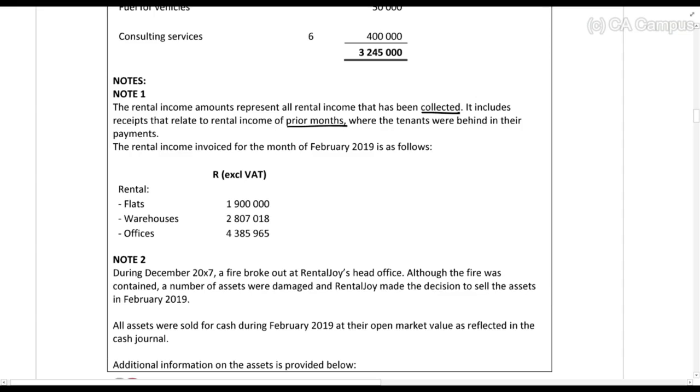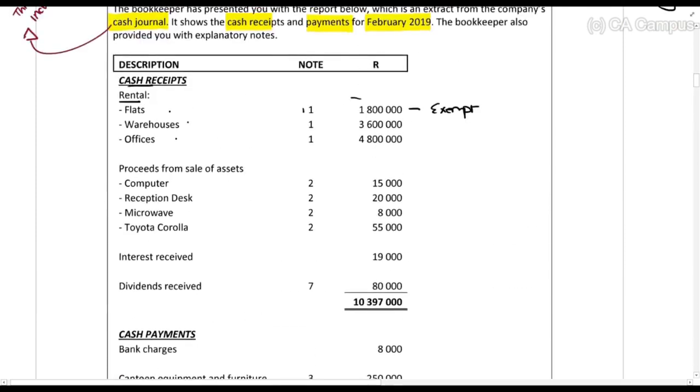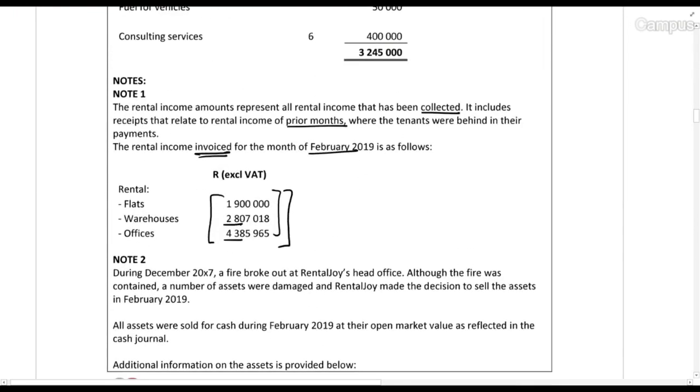Where the tenants were behind in their payments, so they say the rental income invoiced for the month of February is as follows. So this is the rental income invoice, 1.9 million 2807 4385, and then if we go and look at our cash receipts, it's a different amount. So which one should be used? You will use the invoiced amount, because remember, if they invoiced them in prior periods, like they say here, VAT would have been accounted for.